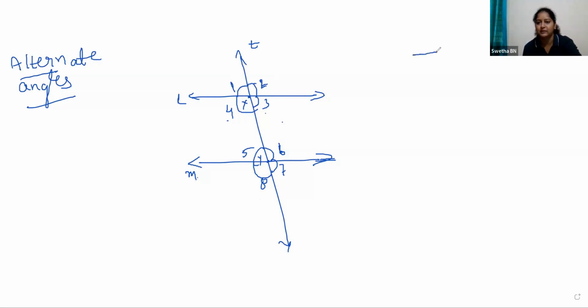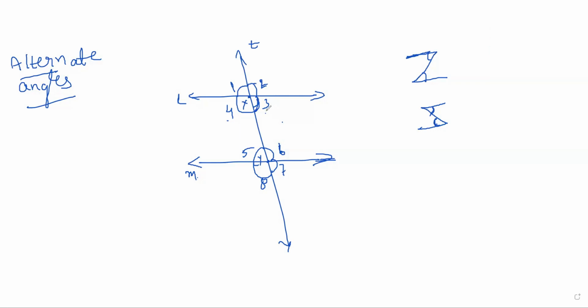So here, which are alternate angles? Z-shape angles are called alternate angles. See, these two are alternate, like this. Here, which is the alternate angle to angle 4? 6. Very good. 3 and 5? 3 and 5, very good. So alternate angles are equal here.